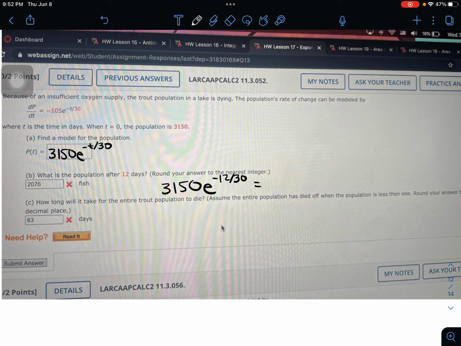3,150 e. On your calculator, there should be a button that has e. e is not a variable. e is a number. e is equal to like 2.7, it goes on forever. e is actually a number. 3,150 e to the negative 12 divided by 30. Let me make sure I put that in right. 3,150 e to the negative 12 divided by 30. You might want to put it in your calculator, make sure you get the same answer.